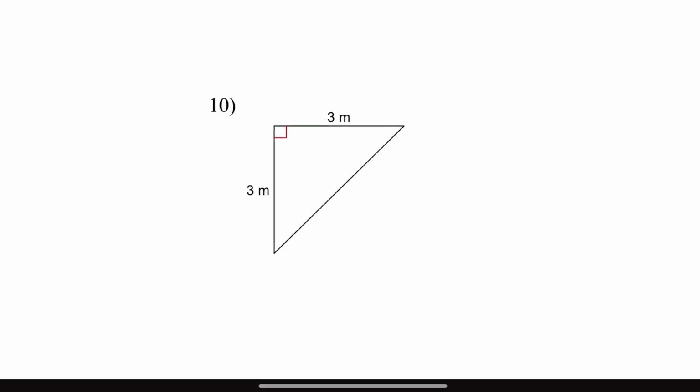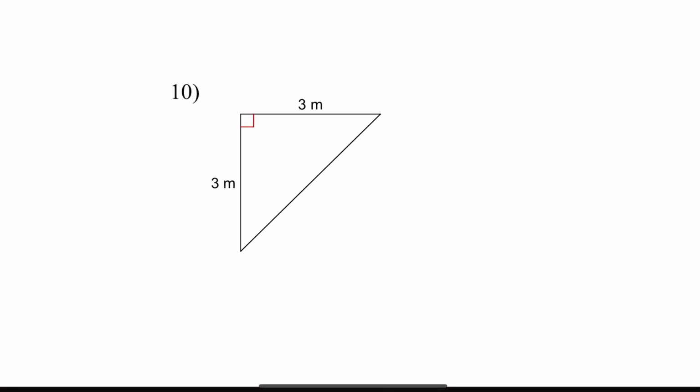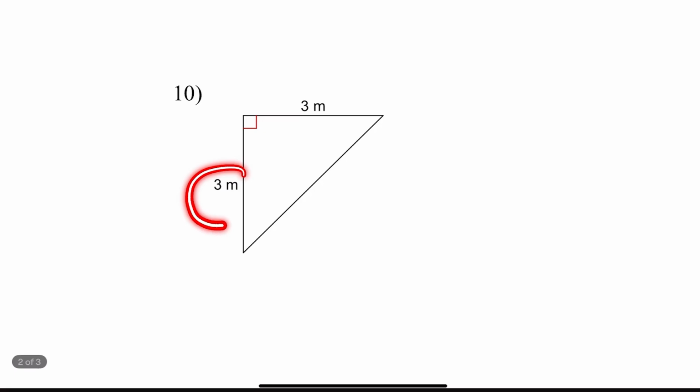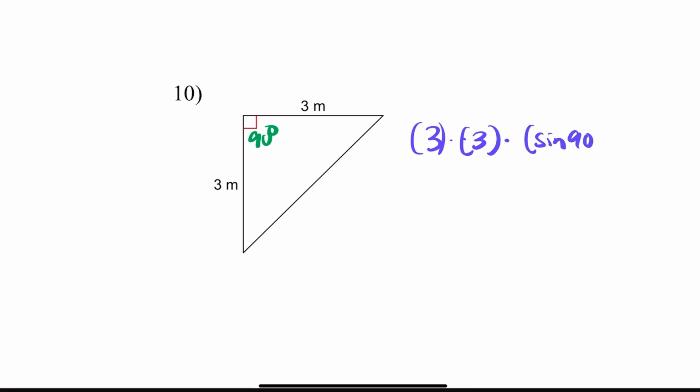Maybe we can talk about what it looks like on a right triangle. It's the same situation here. It looks like we have two sides and an included angle. Recognize that this is a 90-degree angle. So the setup would look like 3 times 3 times sine 90 all over 2. Plug that in and you'll get your area.